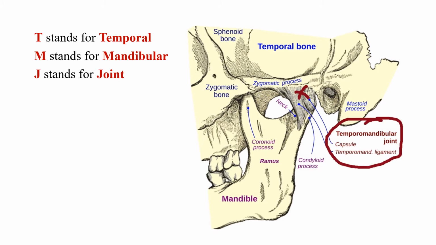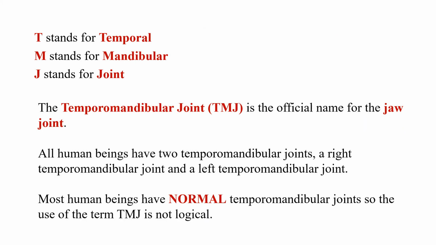So I circled the name temporomandibular joint, and it has a whole bunch of parts. You don't need to know about that. But I put the X where the temporomandibular joint exists, and it connects the mandibular condyle to the temporal bone. So I'm going to try to make this logical why the term TMJ is outright stupid.